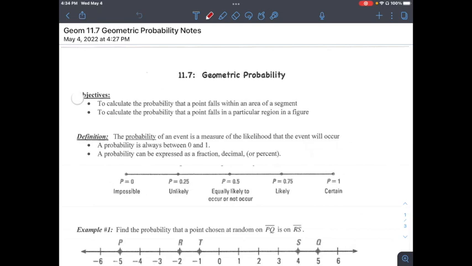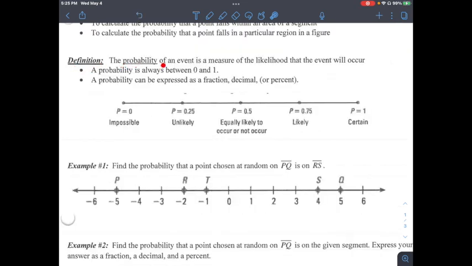Everyone, welcome back. Today's notes is 11.7 geometric probability, and the objective is to calculate the probability that a point falls within a segment, or to calculate the probability that a point falls in a particular region of a figure. Definition: the probability of an event is a measure of the likelihood that the event will occur.